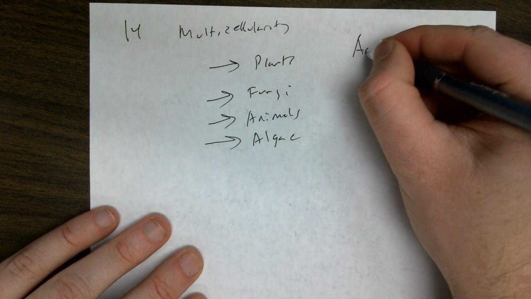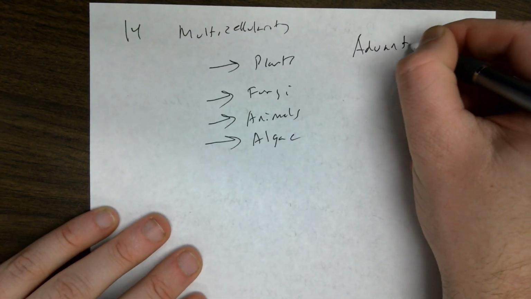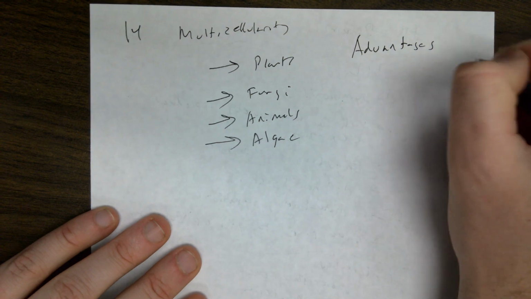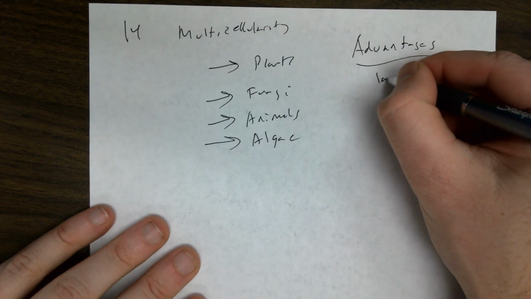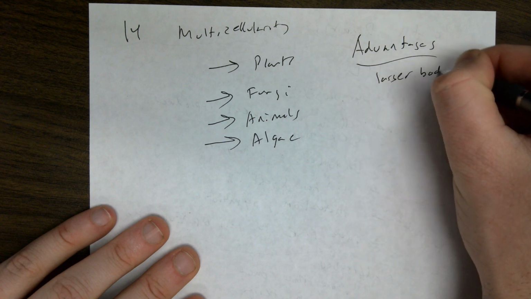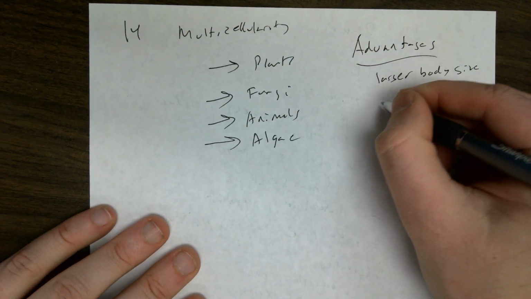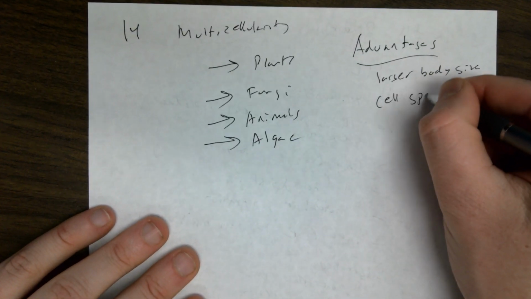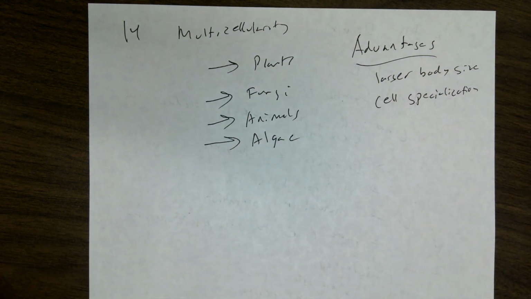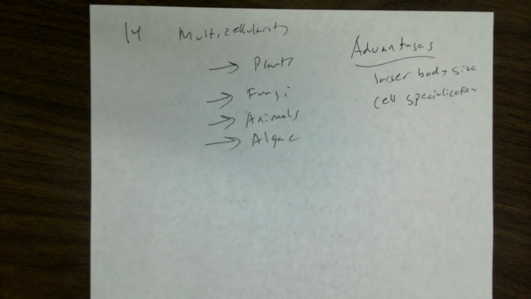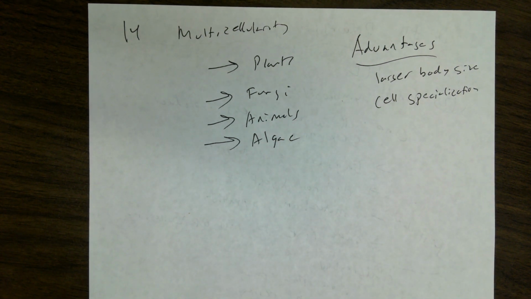And why might it have evolved multiple times? Because it's advantageous. The advantages are larger body size and cell specialization. Those are the 2 big ones. If you're multicellular, you can have specialized cells, so they can do everything a little bit better, and you can grow larger, which helps you get more resources. And that is A22.